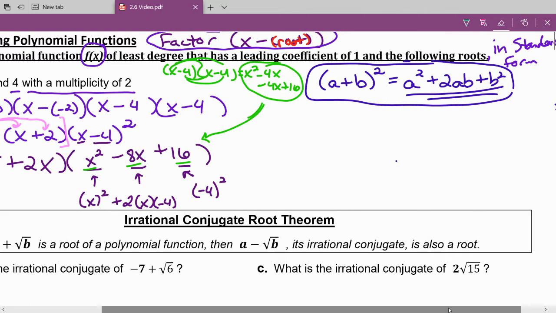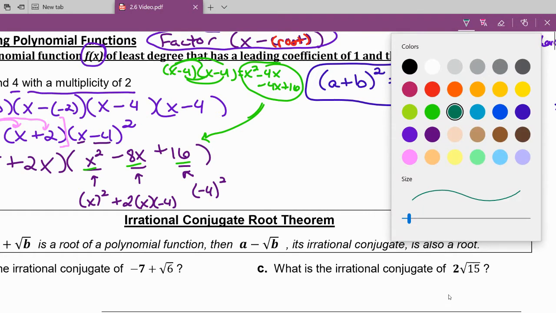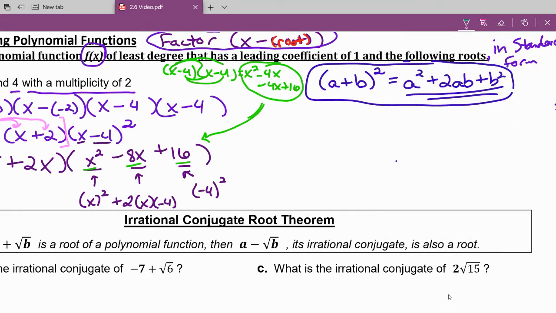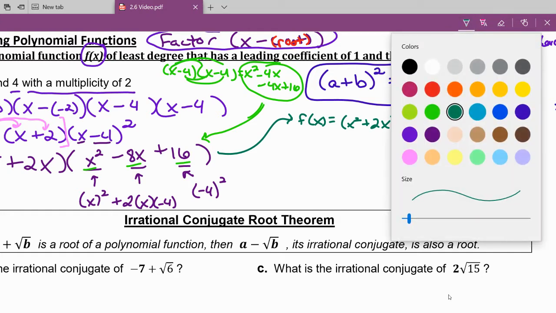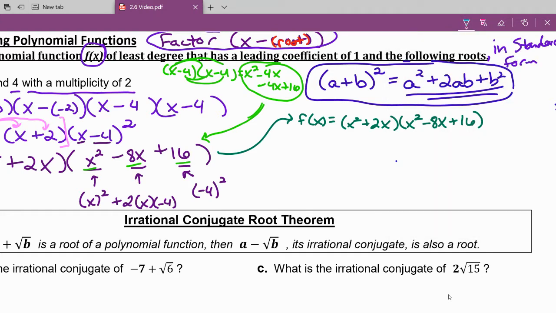All right, so now we're going to go back to green here. Over here we had f of x equals x squared plus 2x times x squared minus 8x plus 16. So you can distribute each of these terms individually, or you can create a box. Some of you did a really good job of multiplying your binomials and trinomials using a table.